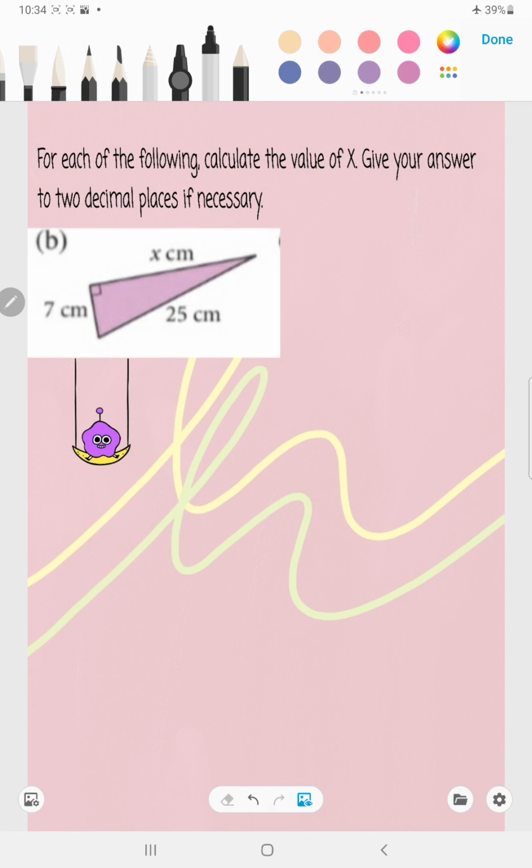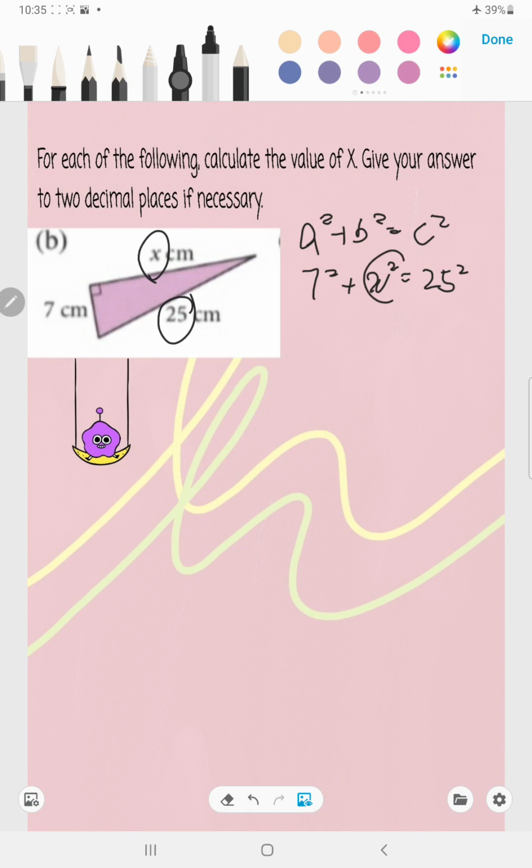Let's carry on to the second question. Same as the first question, in this question we also have to find the value of x. So in this diagram, x is not the hypotenuse anymore. The hypotenuse is 25. So as we know, the formula for the Pythagoras theorem is a square plus b square equal to c square, and c square is the hypotenuse. So in this case, we put 7 square plus x square is equal to 25 square.